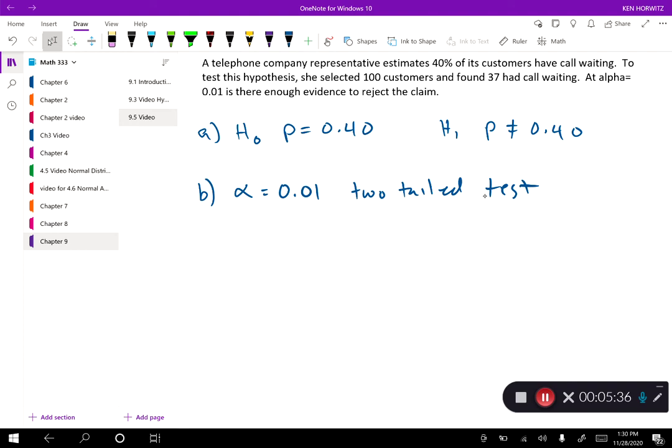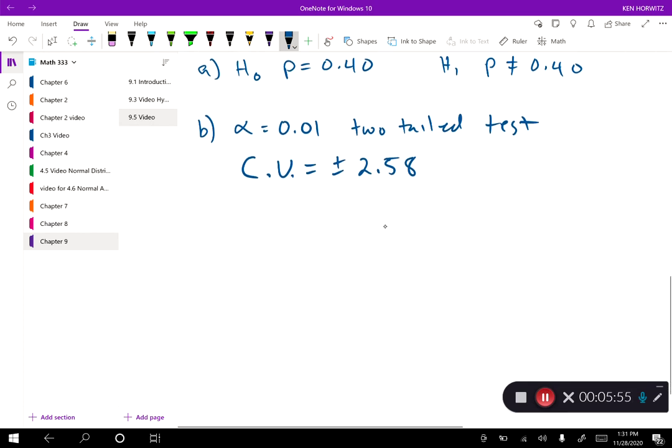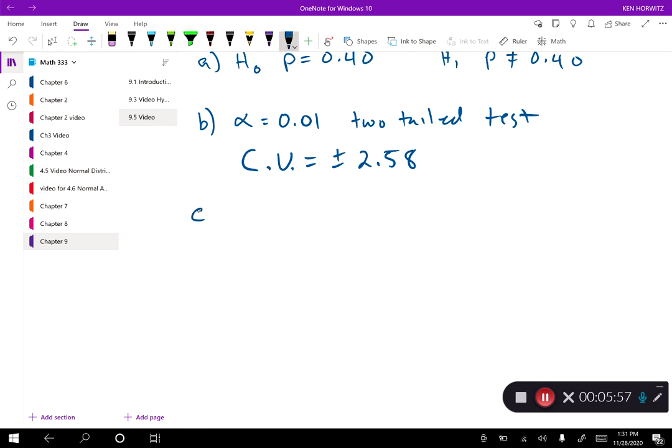All right, hopefully you found the critical values. I found my critical values to equal plus or minus 2.58. And for C, I need my test value now.